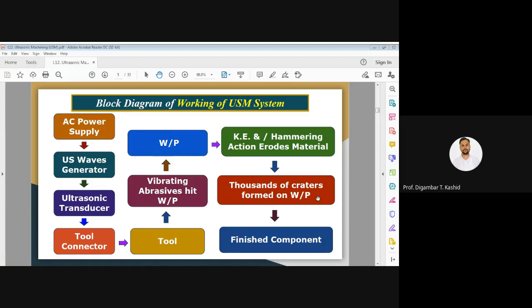A large number of abrasive particles with high kinetic energy or high velocity collide with the top surface of the workpiece, and as a result a hammering action takes place and they erode the material from your workpiece, creating thousands of very fine craters. After the removal of material through the craters, you will get your finished component, that means you will get the cavity on your workpiece. So these are the components.